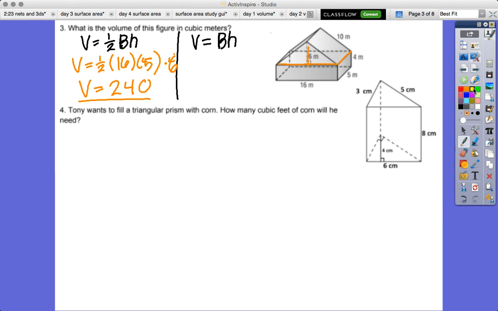Now we're going to find the volume of this rectangular prism, or this general prism. So the length is 16, the width is 5, and my height is 4. So the area of my base is going to be 16 times 5 times the 4, which is the height. When you multiply all that together, you get 320. So now I have to add these to get a total of 560 cubic meters.